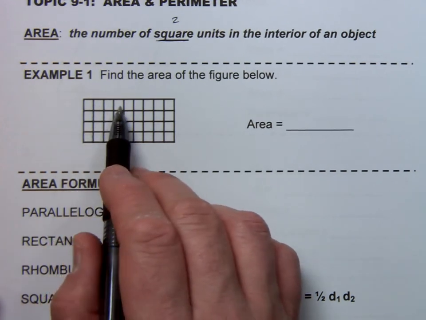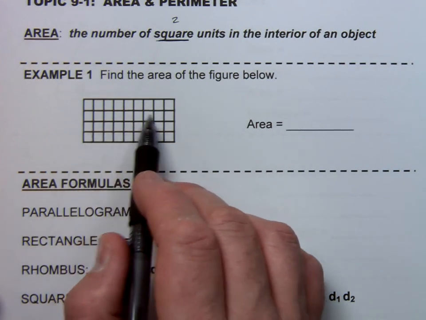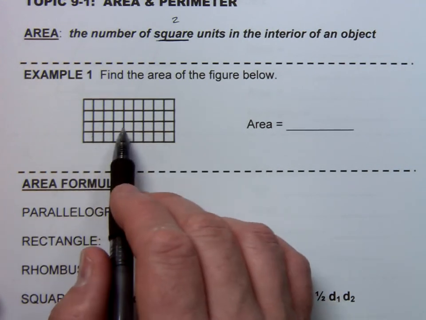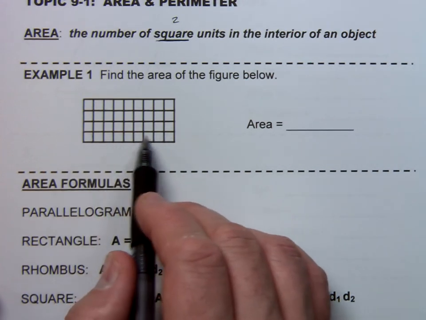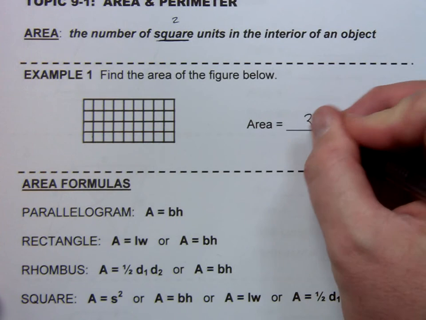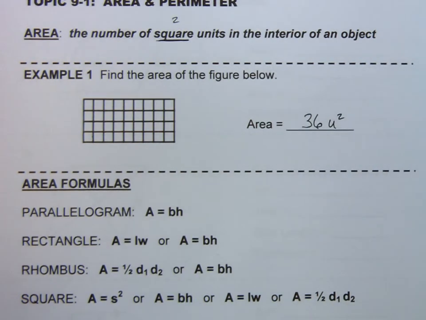1, 2, 3, 4, 5, 6, 7, 8, 9, 10, 11, 12, 13, 14, 15, 16, 17, 18, 19, 20, 21, 22, 23, 24, 25, 26, 27, 28, 29, 30, 31, 32, 33, 34, 35, 36. So the area is 36 square units, or units squared.